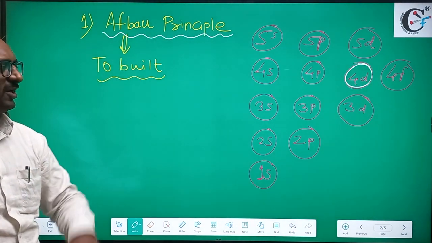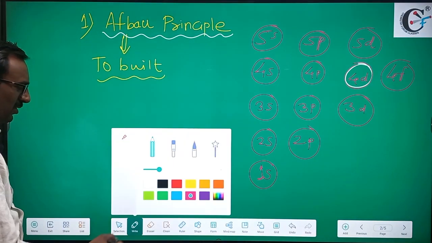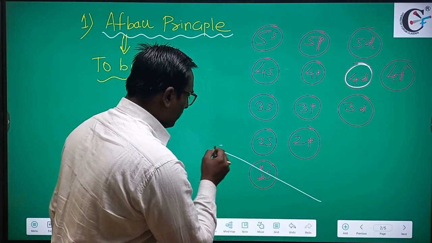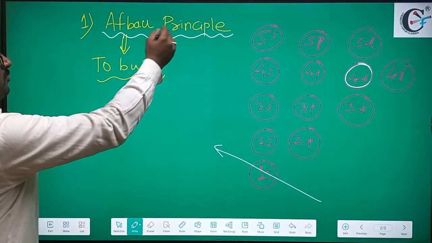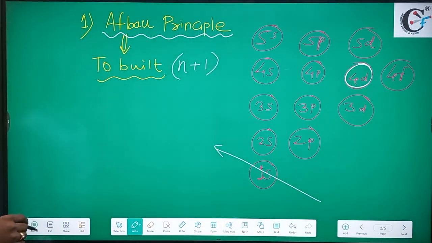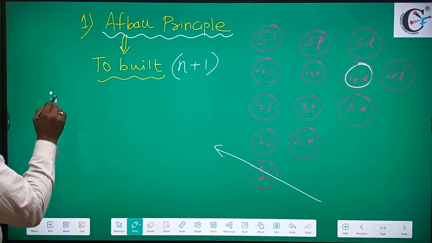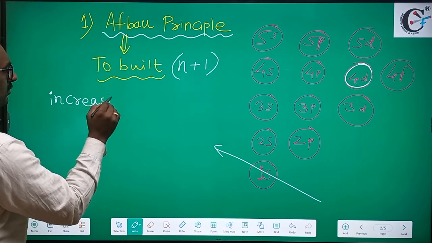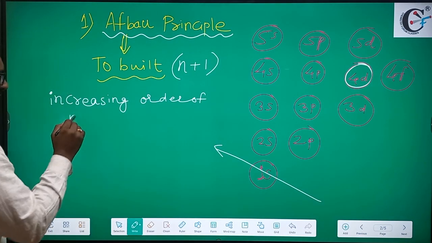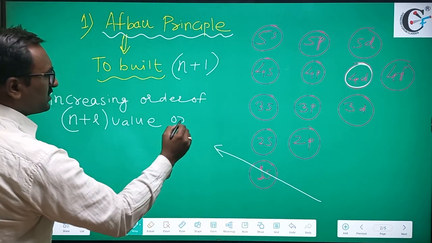Suppose we have several degenerate orbitals. So how to fill the electrons? First electron goes in 1s orbital. This Aufbau principle is also called the n plus l rule. So according to this principle, electrons are filled according to increasing order of n plus l value, or we can say energy.